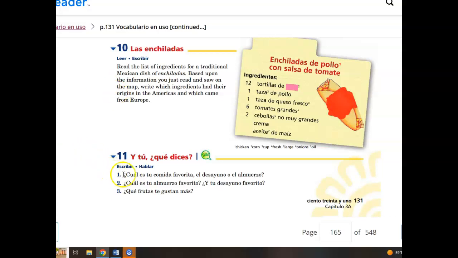¿Cuál es tu comida favorita? ¿El desayuno o el almuerzo? What is your favorite food, or not really favorite food here, but favorite meal? Breakfast or lunch? So again, always when we're trying to figure out how to answer questions, putting it together, that's the hardest part in another language. Use what's in the question to formulate the beginning of your response.